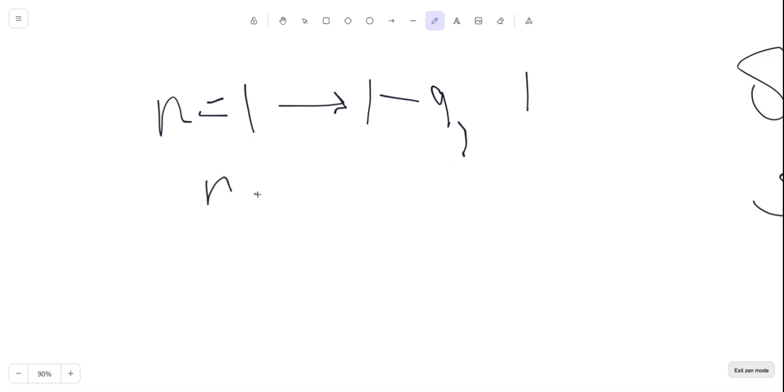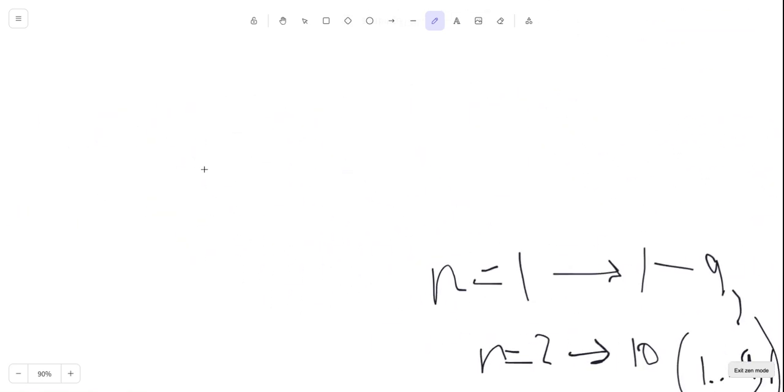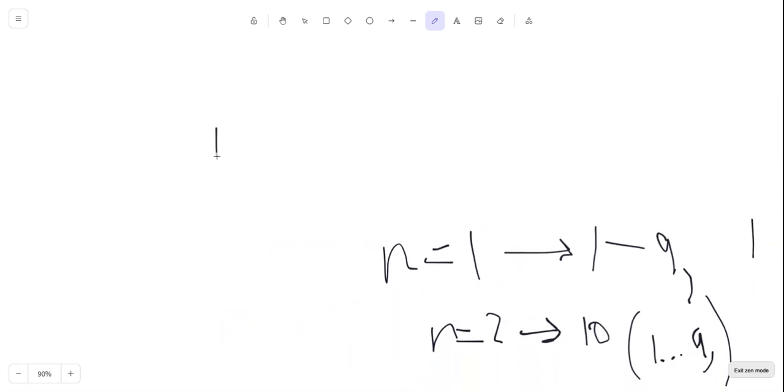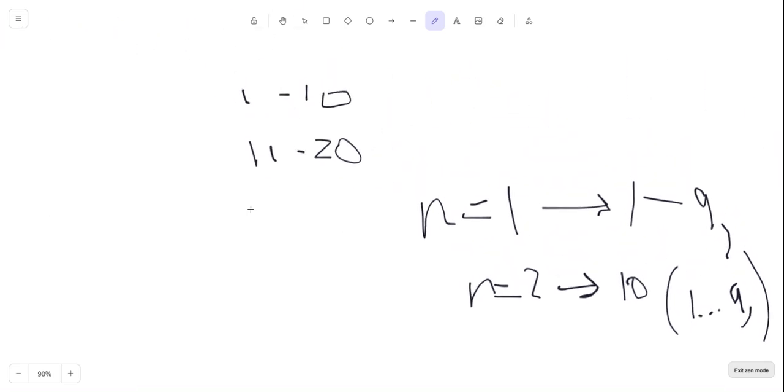When n equals 2, we have 10 times as many. So 10 times the reciprocals from 1 to 9. And then an additional 1 like before, right? Actually, not really, I'll talk about that after. So first we would have 1 through 10, right? Then 11 through 20. And the first digits of these are the same every single 10, so they repeat 10 times. So 1 through 10 until 91 through 100.